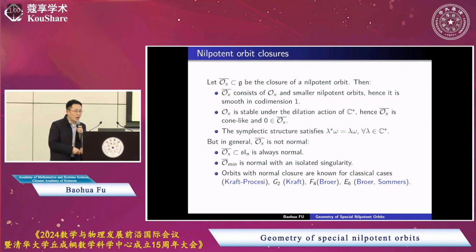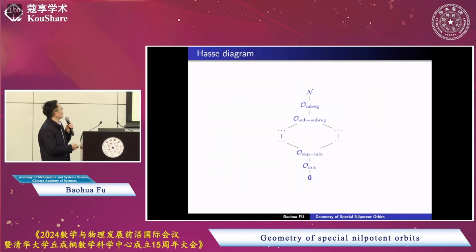And these are general properties of these nilpotent orbit closures. For example, they are not necessarily normal, but they are smooth in codimension 1, which means the singularity lies in codimension at least 2. And also they are stable under the dilation action of C star. So it really looks like a cone. And also the symplectic structure is well behaved with respect to this C star action. And then there are some works on the normality of the nilpotent orbit closures.